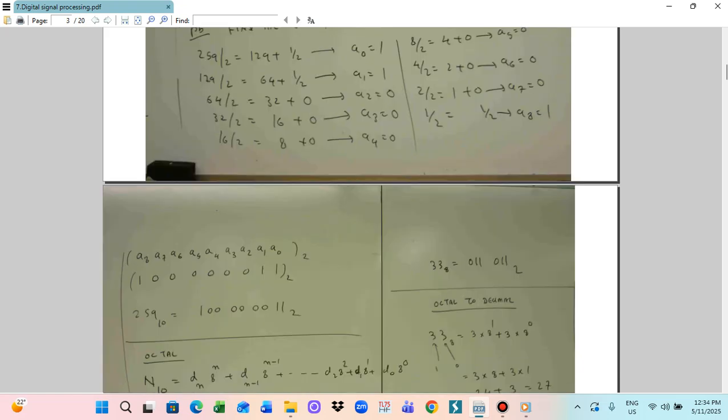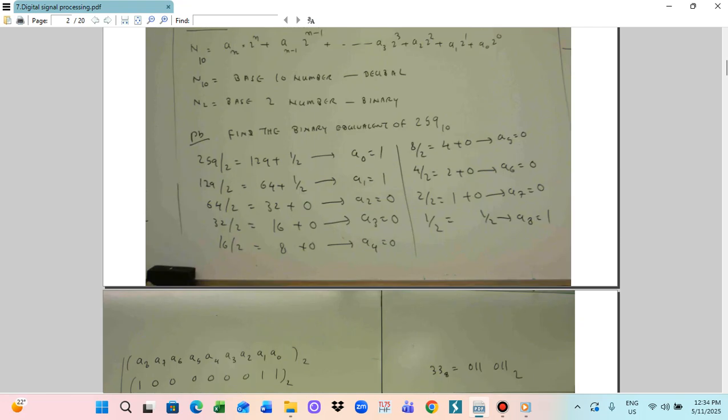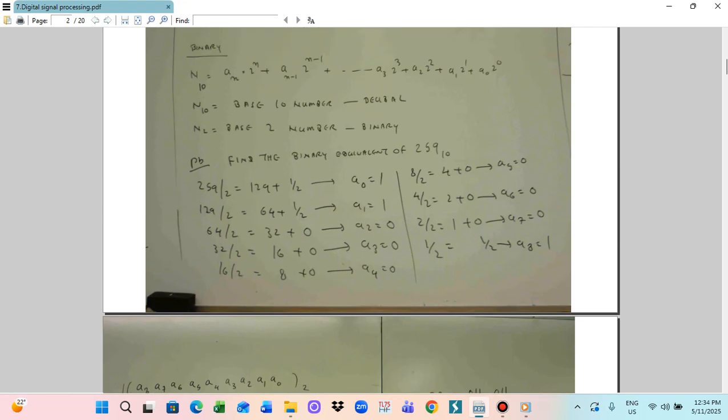Okay, so I say again. 259 divided by 2, the result is 129, remainder a half. Because the remainder is a half, A0 is 1. 129 divided by 2, result 64, remainder a half. Because the remainder is a half, A1 is 1. 64 divided by 2, result 32, remainder is 0. Because the remainder is 0, A2 is 0. 32 divided by 2, result 16, remainder 0, so A3 is 0. 16 divided by 2, result 8, remainder 0, so A4 is equal to 0. 8 divided by 2, result 4, remainder 0. Only the last remainder is a half, so A8 is 1.